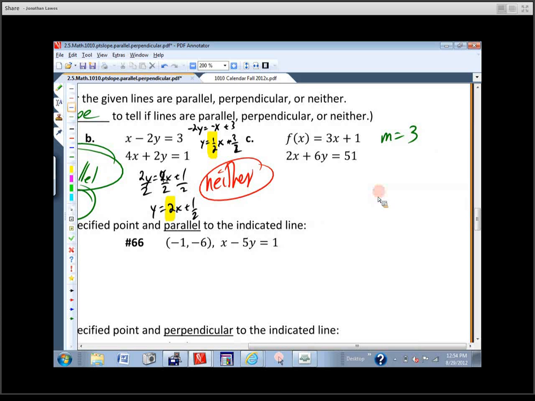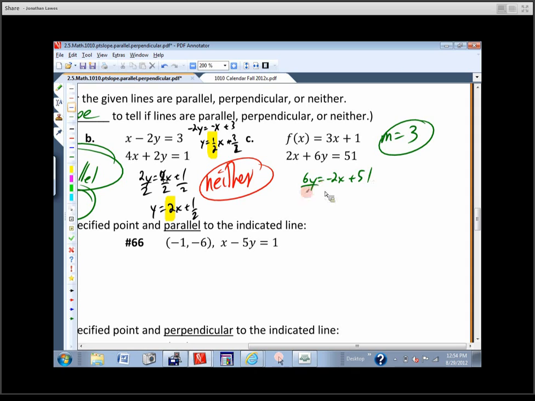And then let's look at the last one here. Slope on this one is 3. Pick it off right from the get-go. It's in function notation, but that doesn't stop us from recognizing that that's in slope-intercept form. So the slope is 3.